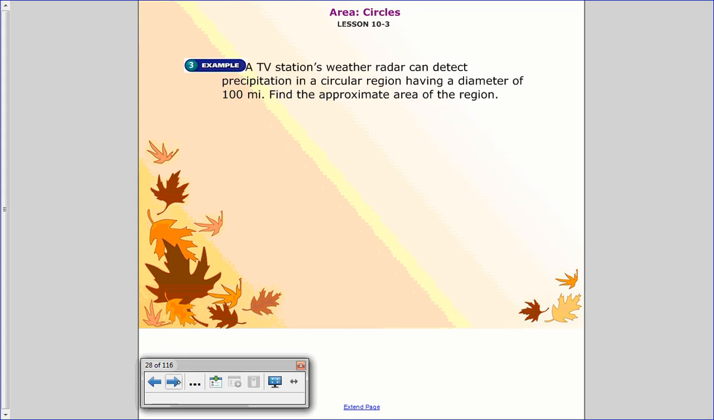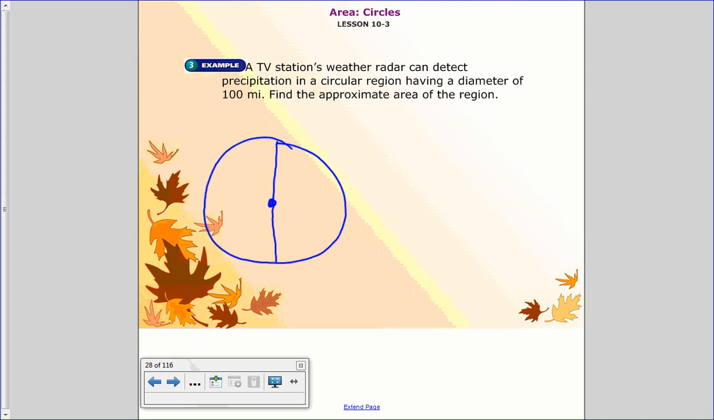Now in this next one, they talk about the approximate area. A TV station's weather radar can detect precipitation in a circular region having a diameter of 100 miles. Find the approximate area of that region. Again, I'm going to draw a picture because I like pictures. They help me figure it out. So here's our TV station, and they say their radar can detect all the way across 100 miles. So if we take a look at my picture here, it shows that we're looking at the diameter. So the first thing I have to do is get the radius, which is 50 miles.